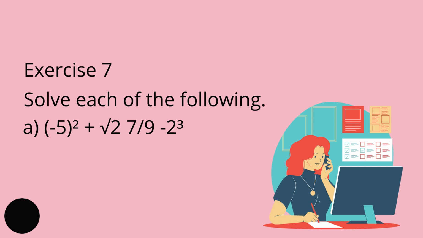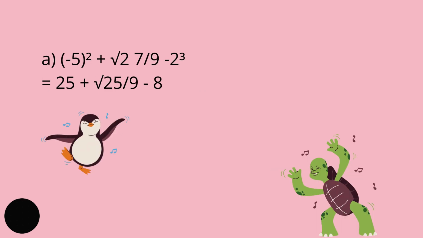Exercise 7. Solve each of the following. Negative 5 squared plus cube root of 2 and 7/9 minus 2 cubed. So we break down what we know, which is negative 5 squared equals 25, because negative 5 multiplied by negative 5, two negative integers, becomes positive, which is 25. Then 2 and 7/9 equals 25/9. And 2 cubed is 8.